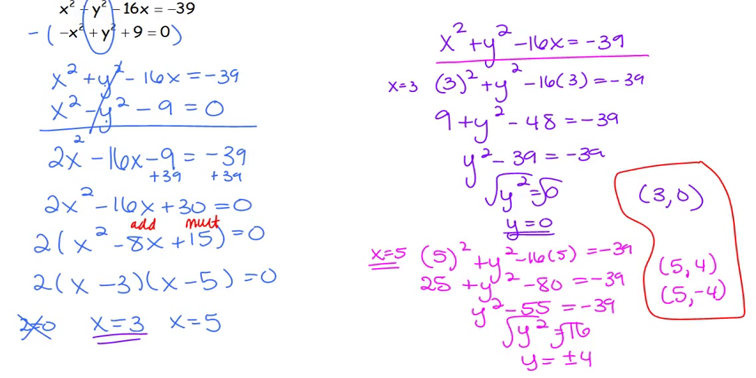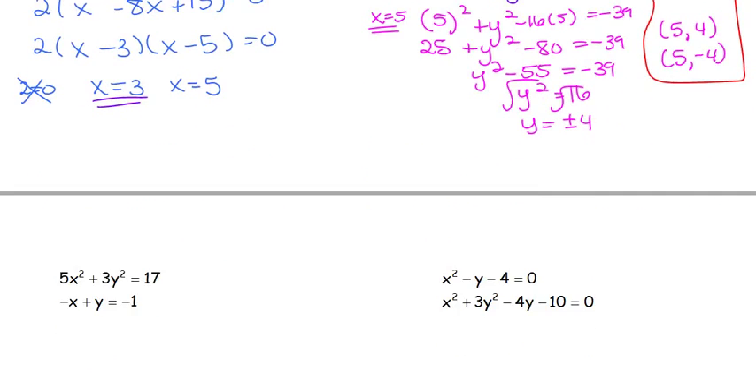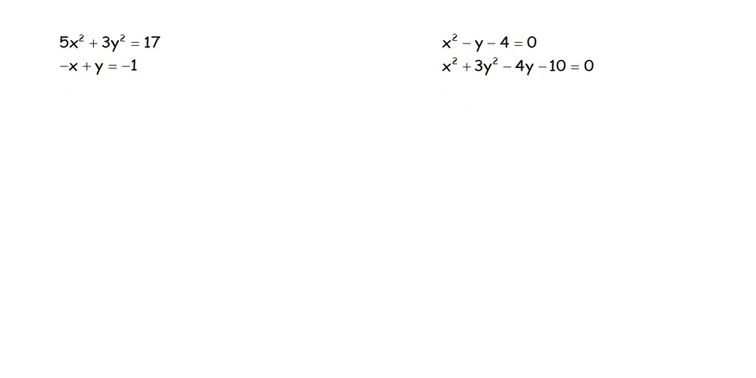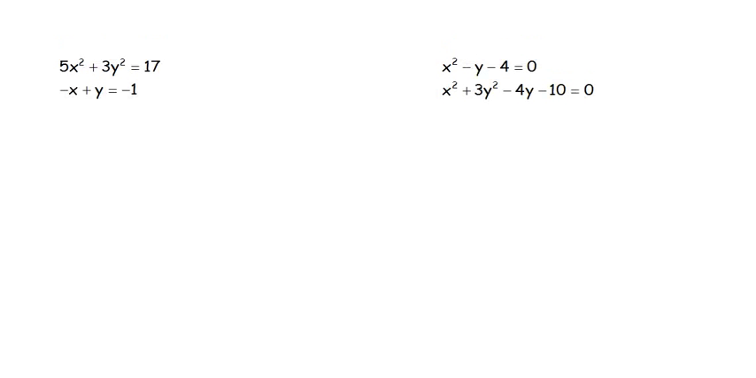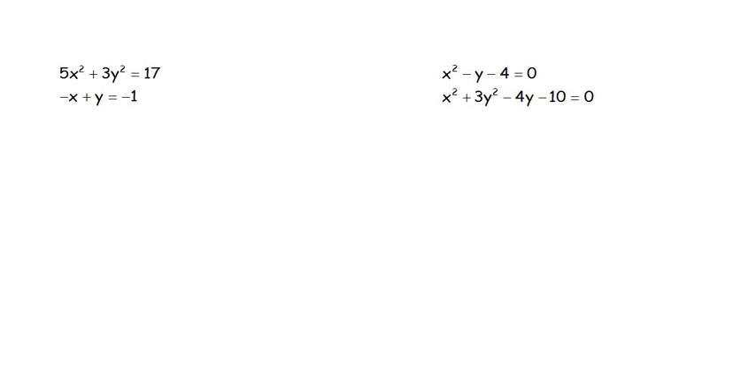All right, let's turn over to the back page. We only have 2 problems left. This time I'm not going to tell you which method to use. We look at the first one: 5x squared plus 3y squared is equal to 17, and we've got a negative x and a positive y is equal to a negative 1.